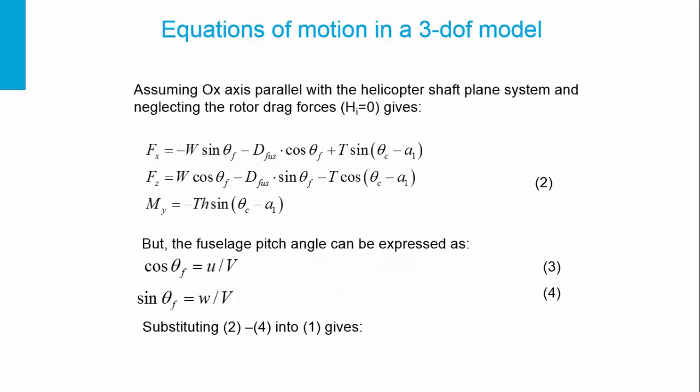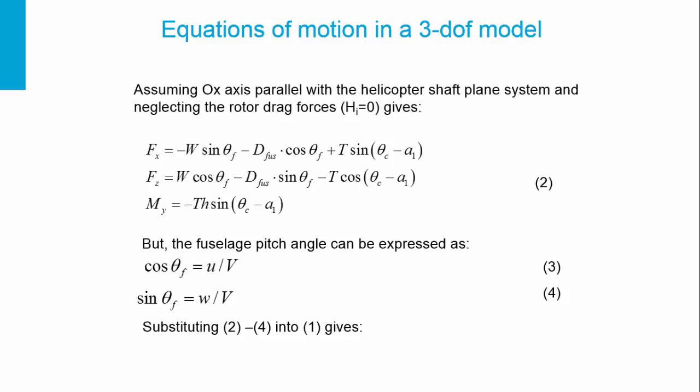So, what are the equations of motion in 3 degrees of freedom? We have to project the Fx, Fz, and My in this system of reference that I described above. So there is a component of the weight, the drag of the fuselage, and the thrust. In the z-axis, again, the weight, fuselage, and the thrust. So do not forget, we consider the helicopter shaft plane as the plane of reference.